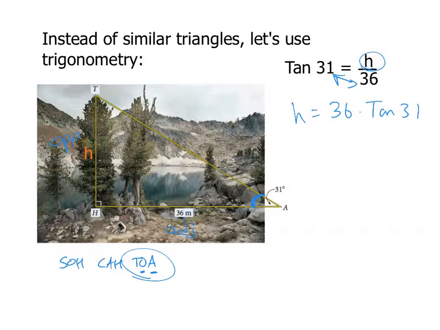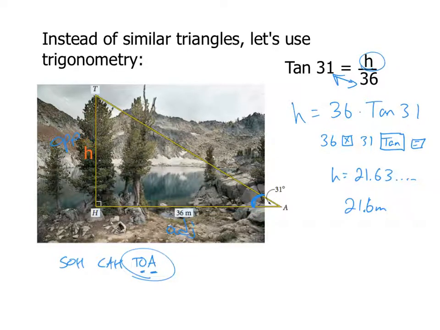Now, if you've got your phone calculator, what you want to type in first is 36, then the multiplication symbol, and then you want to type 31 and then tan. That's what you got to do when you're using your phone. And then press equals. So 36 tan 31. I think when you do this, you're going to find out that it equals about 21.6, I think it was like 21.63 and a bunch of decimals. So we'll say the height is 21.6 meters, which was the same answer we got doing the ratio before. So that makes us feel pretty good.